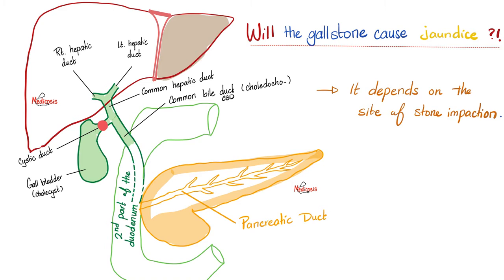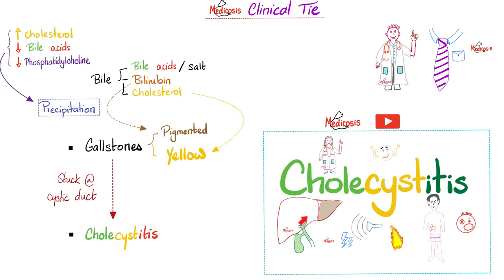However, if I have a choledocholithiasis like this, look at that. Now this is obstructing the path between the liver and the duodenum. Bilirubin will not be able to pass. So this can cause jaundice. So cholecystitis, no jaundice. Choledocholithiasis can cause jaundice. There are two types of gallstones. Cholesterol stones, these are yellow. Bilirubin stones, these are pigmented, usually black.